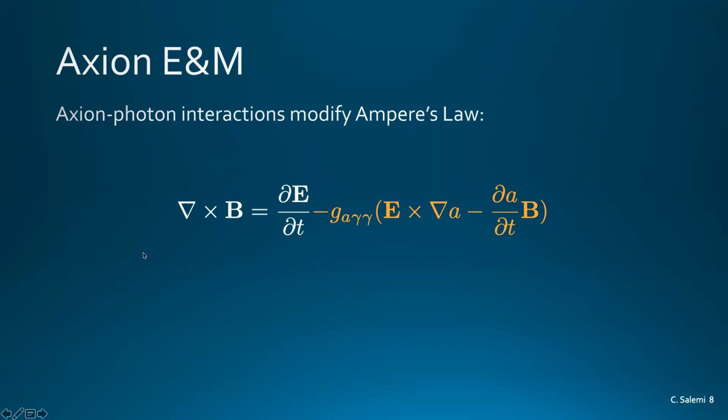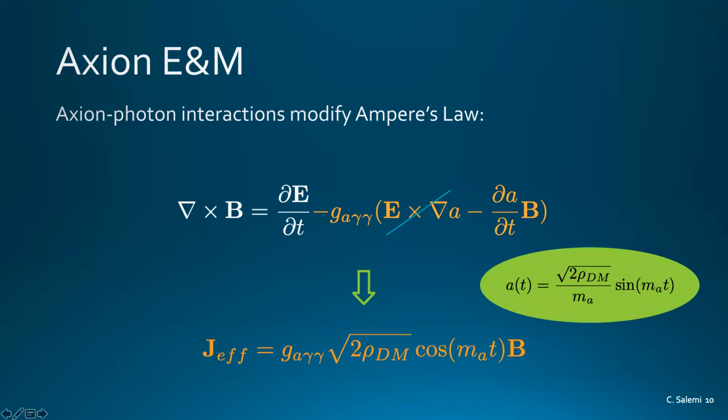This is Ampere's law. In white, we just have the normal Ampere's law with no sources and no axions: the curl of B is the displacement current, ∂E/∂t. Everything in orange is what happens if axions and photons interact. We have this coefficient g_aγγ, and then we have these two terms. I'm going to ignore this first term because we expect the gradient of the axion field to be small. We're left with this, which looks a lot like the displacement current term. So we can just write this as an effective current. We can plug in the form for the axion fields and get this out.